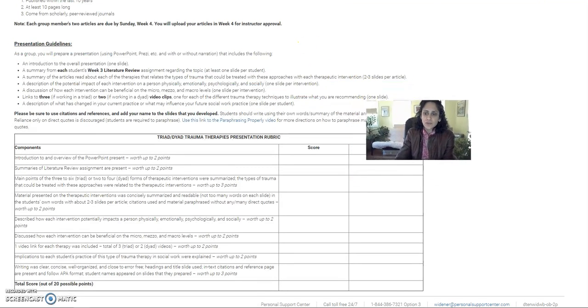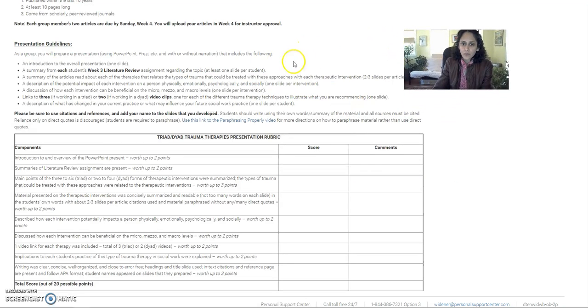Essentially, each student will have one slide per point. So 1, 2, 3, 4, 5 slides. If you're 2 people, then each one of you is going to have one slide for all of these. There is one slide for the introduction, but the rest are all, each one of you has to do this.